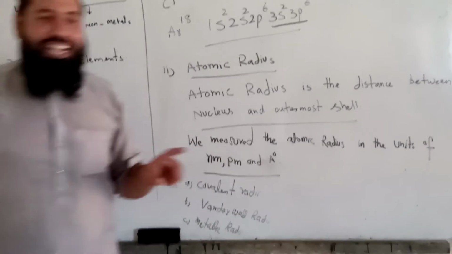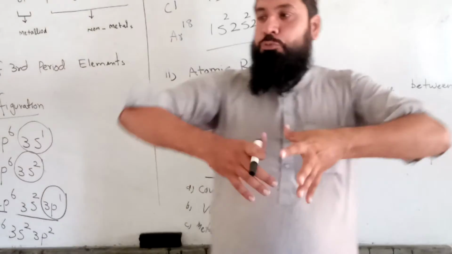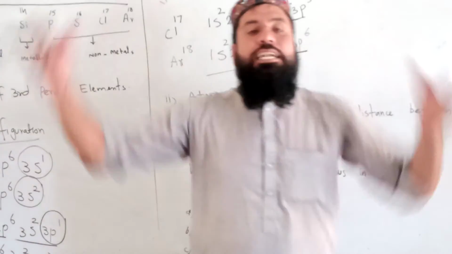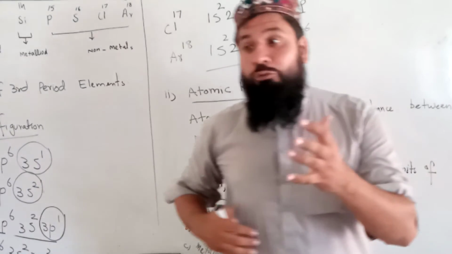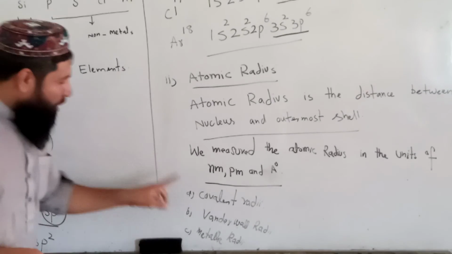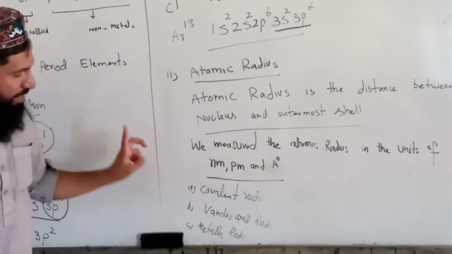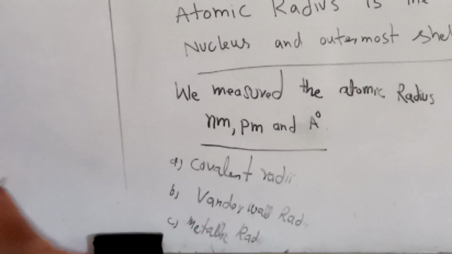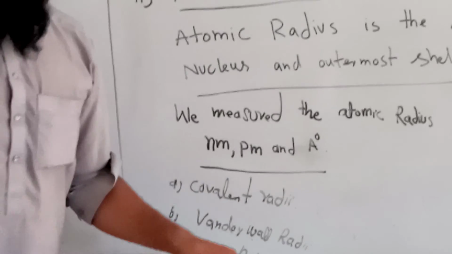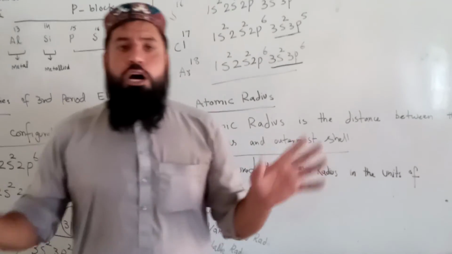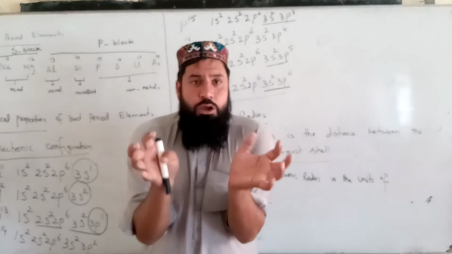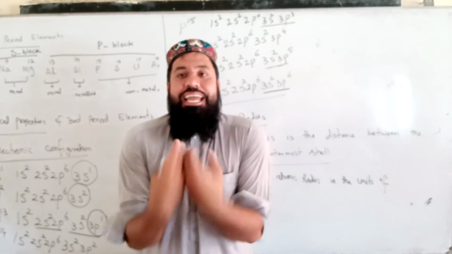And you know, an atom cannot exist freely in nature. An atom cannot exist separately, so it is always found in the combined form. So we take covalent radii, we take van der Waals radii, and we take metallic radii. I hope you have understood what I am saying.